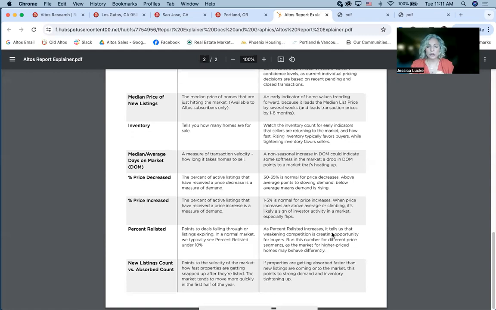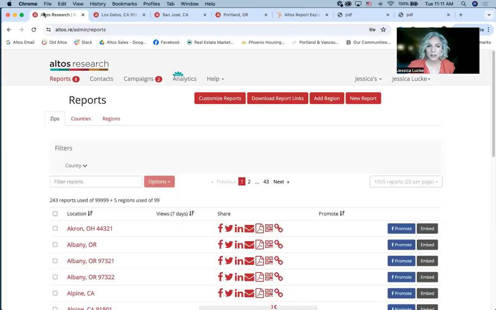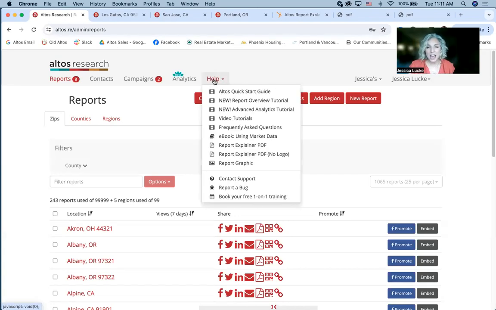Okay. So those are two statistics that I always make mention of. Where the heck do you find them? Okay. So we're going to go here. This is an Altos account. This is my Altos account. Help. If you haven't ventured over to our help section, I highly recommend it. This is where you're going to find these helpful resources. The ebook is here. So just click on that to download the ebook and our report explainer PDF. Now you'll notice that the PDF that I looked at has our Altos logo.